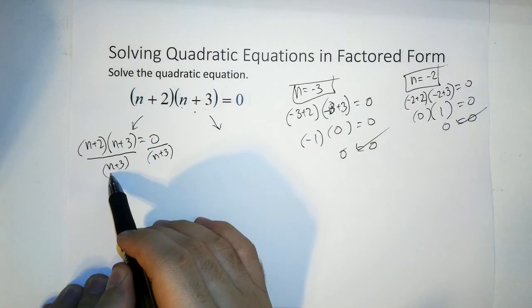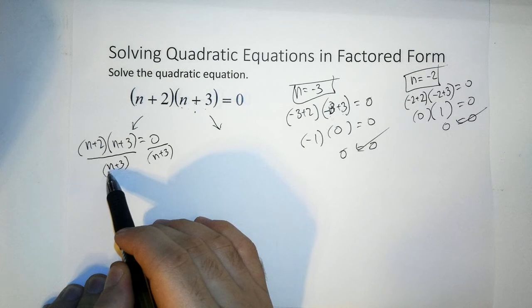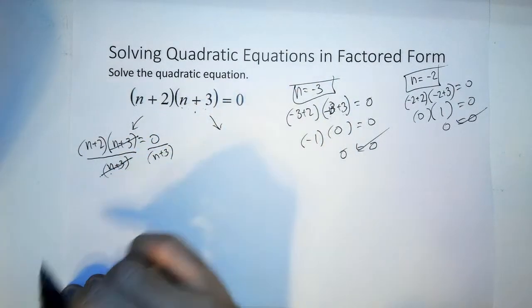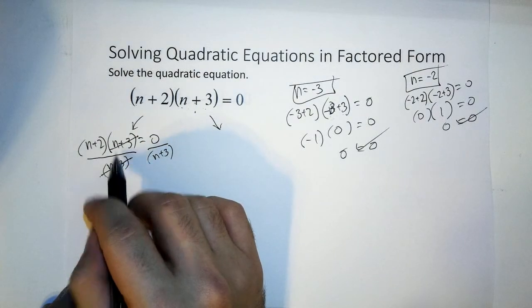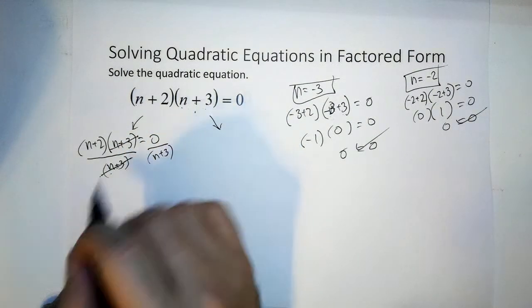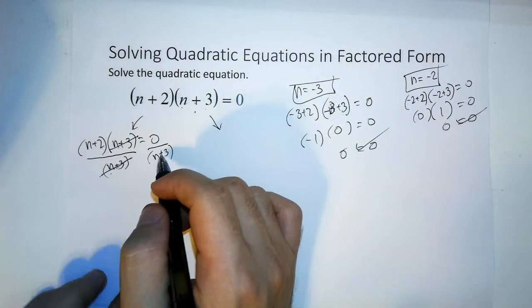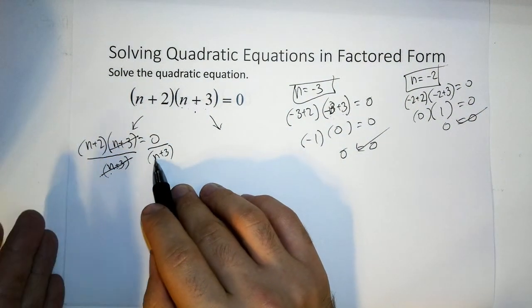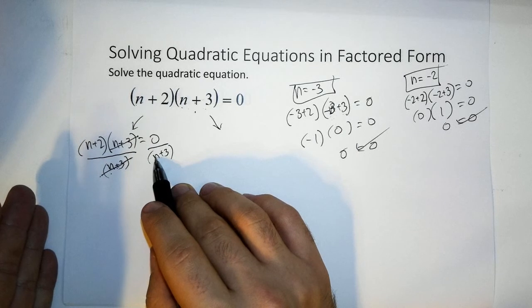n plus 3 divided by n plus 3, they cancel, right? Those are the same thing. Don't get me wrong, those are the same thing, so they can cancel. So they cancel. Now I have 0 divided by n plus 3. Well, this looks like it doesn't help. I don't even know what n is. But then wait a second.